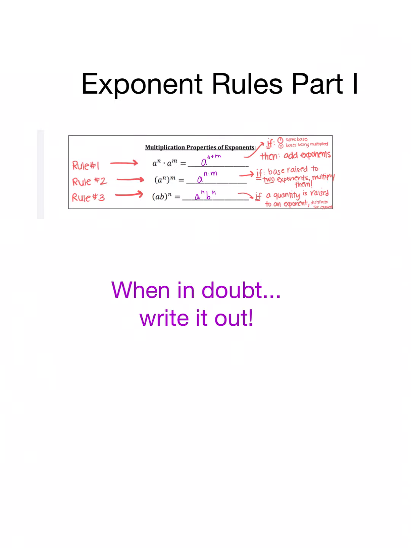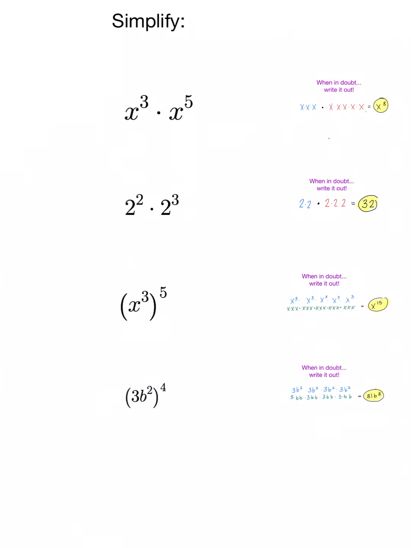The first rule we're going to talk about, rule number 1, is if I have two bases that are the same, they're both A, and they're being multiplied together, I can add their exponents. Again, if they have the same base and the bases are being multiplied, then I can add their exponents. For example, if I have x cubed times x to the 5th with the same base and they're being multiplied, I can add their exponents. This would be the same as x to the 3 plus 5, or x to the 8th.